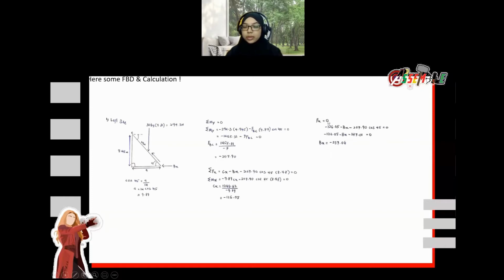And then we need to find the value of Bs. Fx equal to 0. Negative 126.05 minus Bs minus 207.90 cos 45 equal to 0. And we calculate this and we got the value of Bs negative 237.06 Newton. So here we got the value Bs, value Cs, and also the value FBC. So that's all for me.